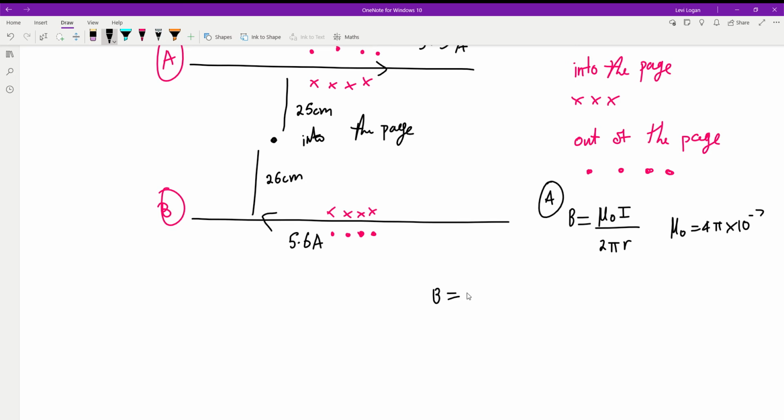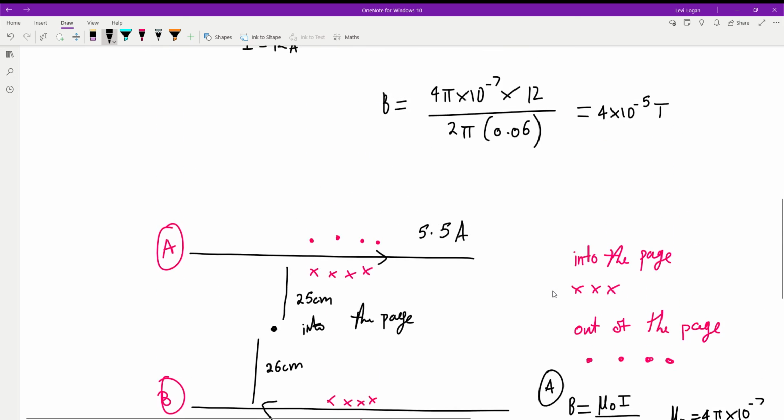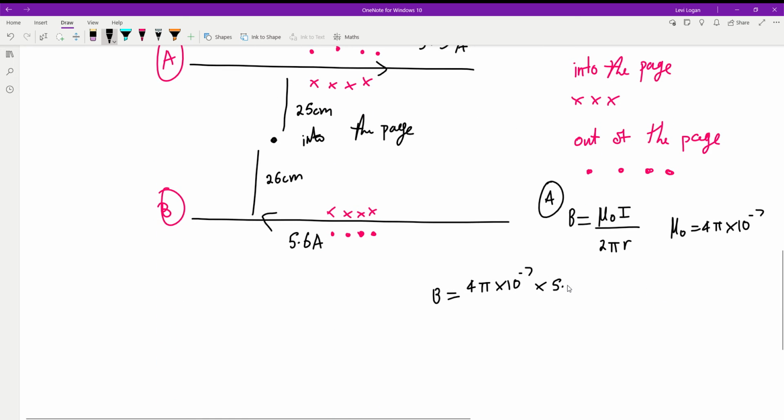So B equals 4 pi times 10 to the negative 7 times 5.5 all over 2 pi. And don't forget to change this to meters, so it's going to be 0.25. Plug that into your calculator. It should give you that magnetic field strength from wire A. Okay? 4 shift pi times 10 to the negative 7 times 5.5 shift pi 0.25. Okay, so I got 4.4 times 10 to the negative 6 Tesla. Okay, and that's going to be going into the page.